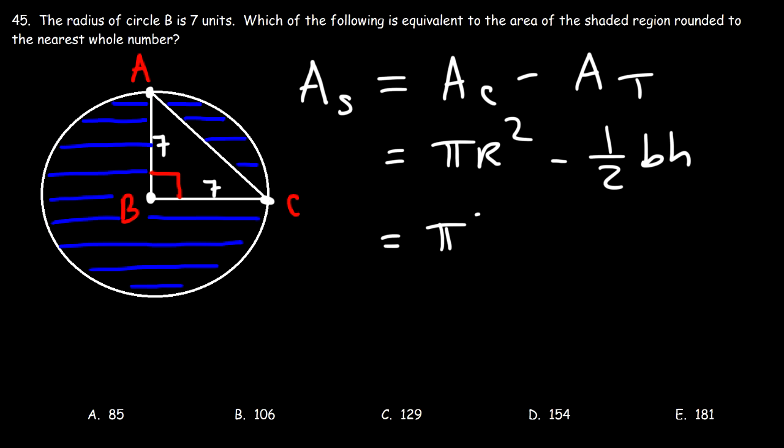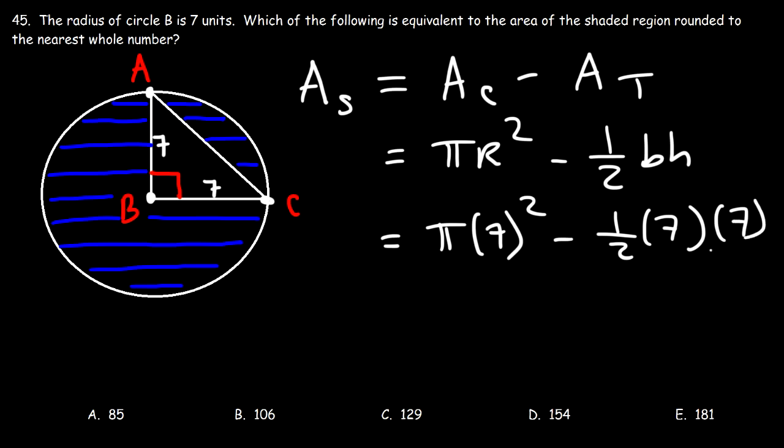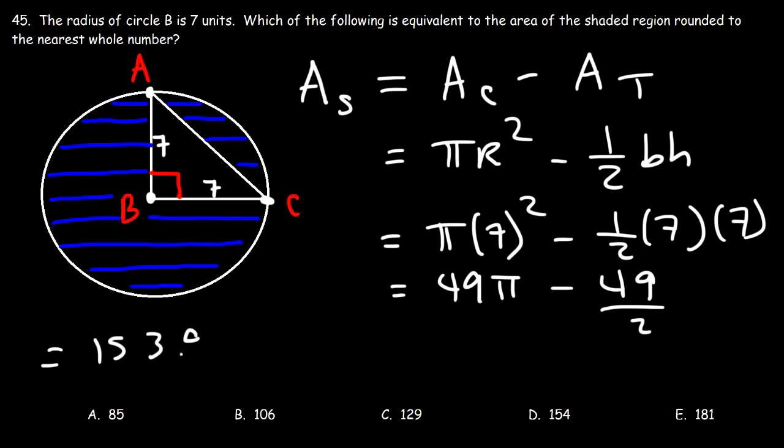So pi r squared, r is 7, the base of the triangle is 7, and the height of the triangle is 7. 7 squared is 49. So this is going to be 49 over 2, and we have 49 pi in front of that. Now, we need to get a decimal value. Pi is 3.14159. So if we take that number, multiply it by 49, that's going to be 153.938 approximately, and then subtract it by 49 over 2, which is 24.5.